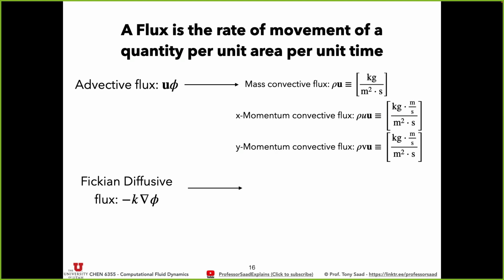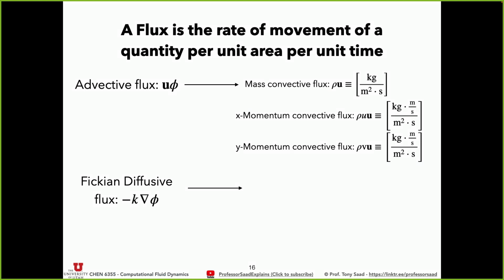Y momentum convective flux, same thing. What is the Y momentum? Phi for Y momentum is rho v. Remember, this is momentum per unit volume, rho v, times the full vector field. Okay? You're starting to see nonlinearity here. And again, it has the correct dimensions. Momentum per meter squared per second.